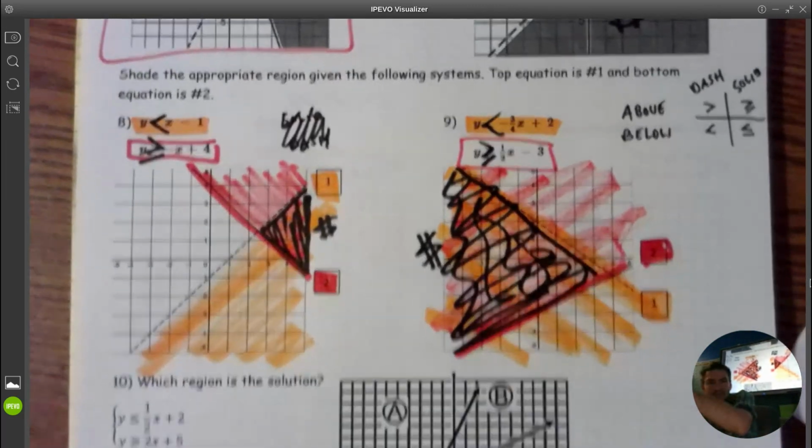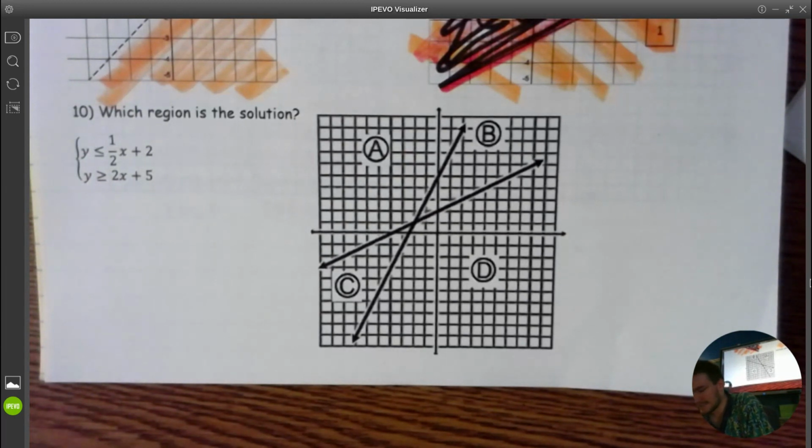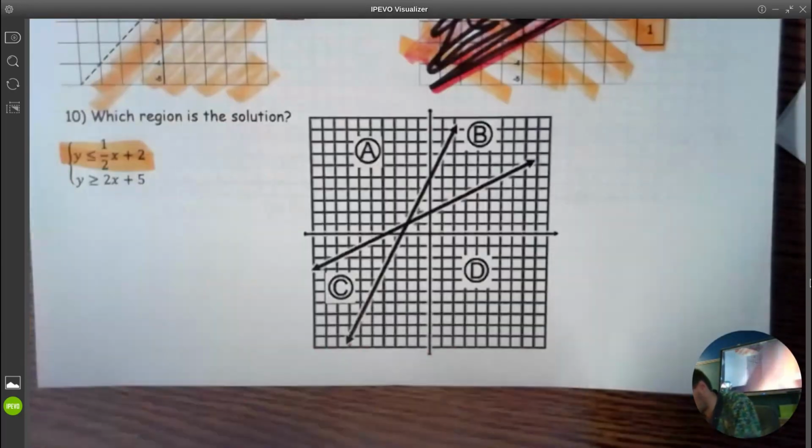Number 10, I'm sure we have some people working ahead of me here. Did anybody get a letter already? A, B, C, D, which one do you think it is? A couple people said C. Proud of you guys for working so fast. We're doing so well with this.